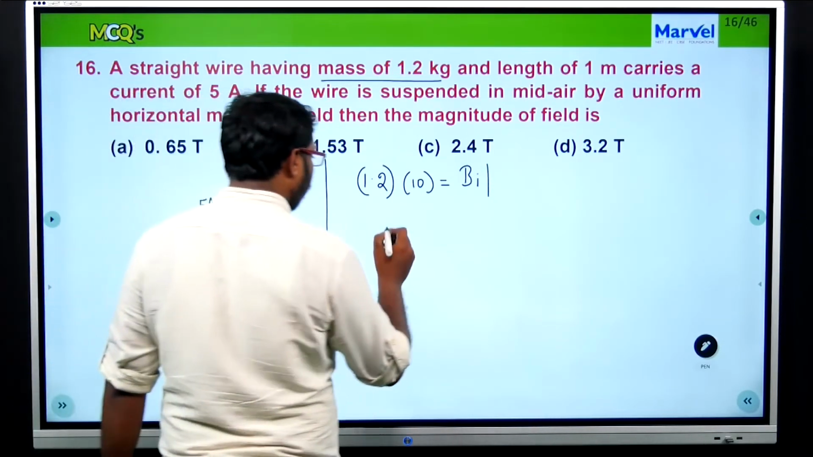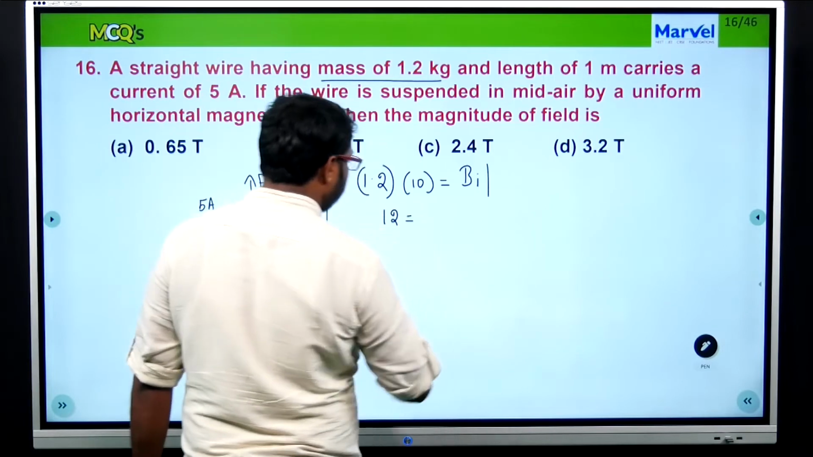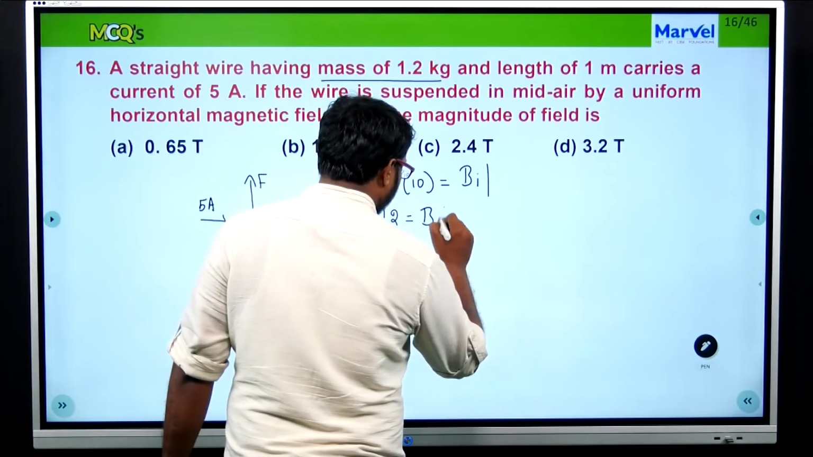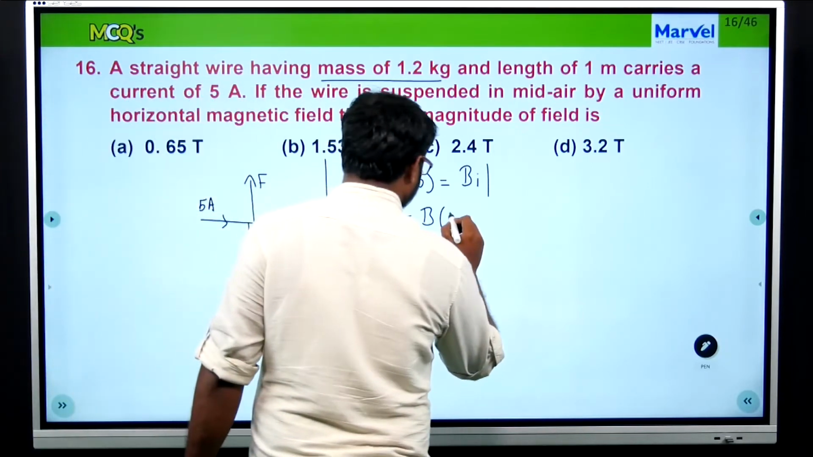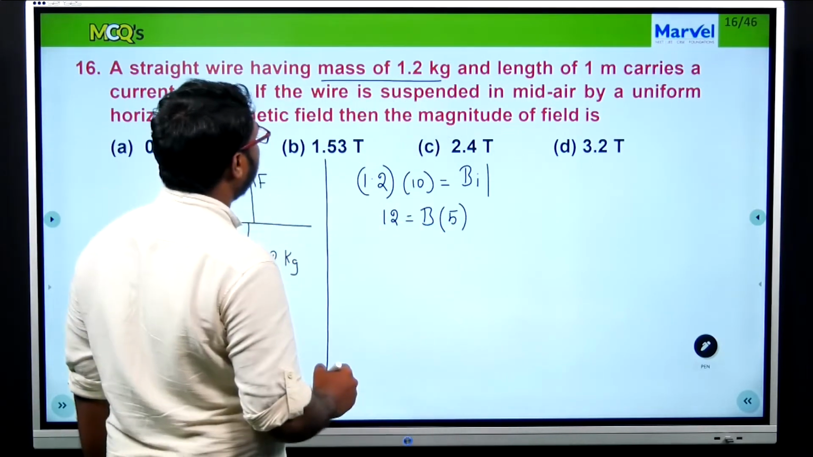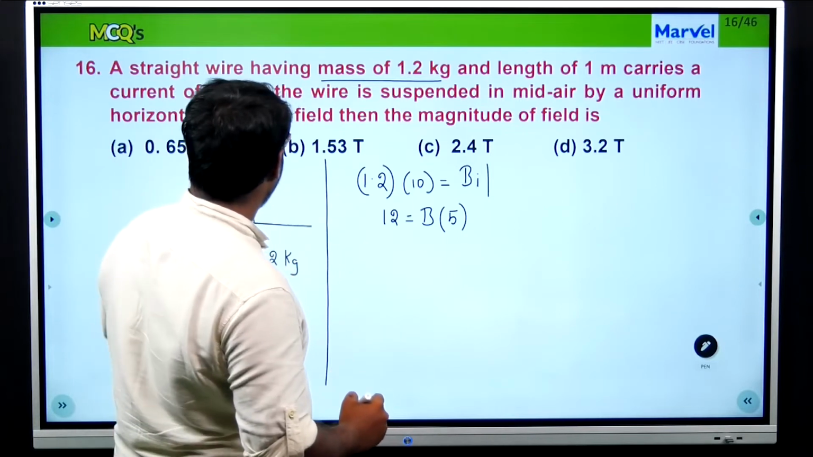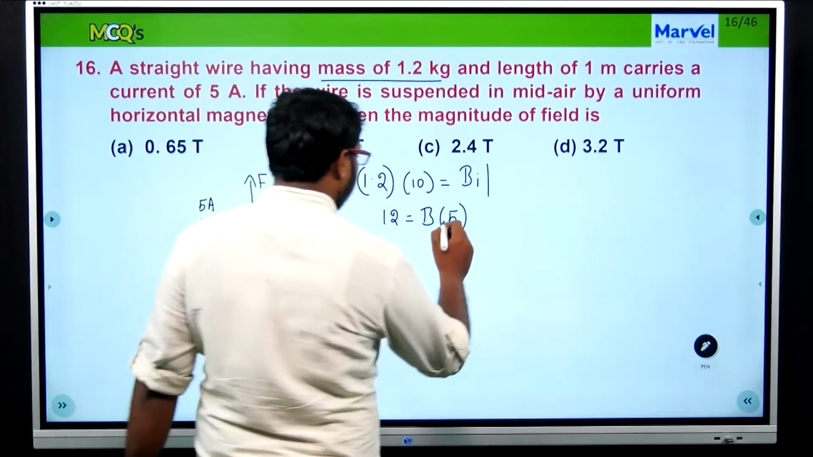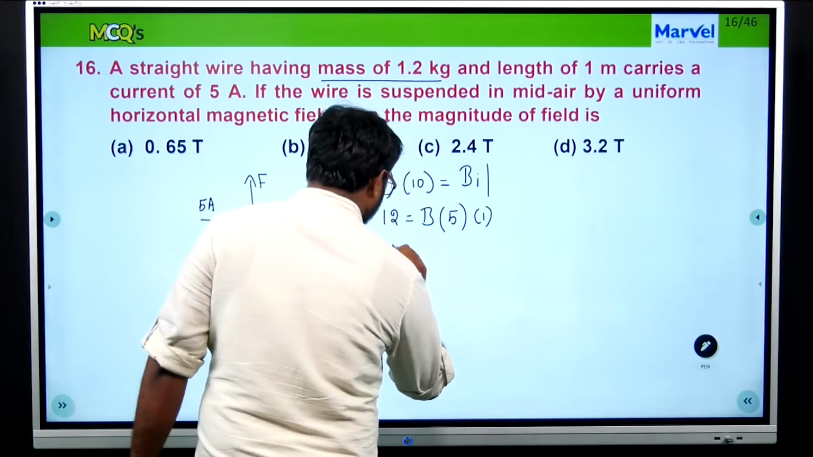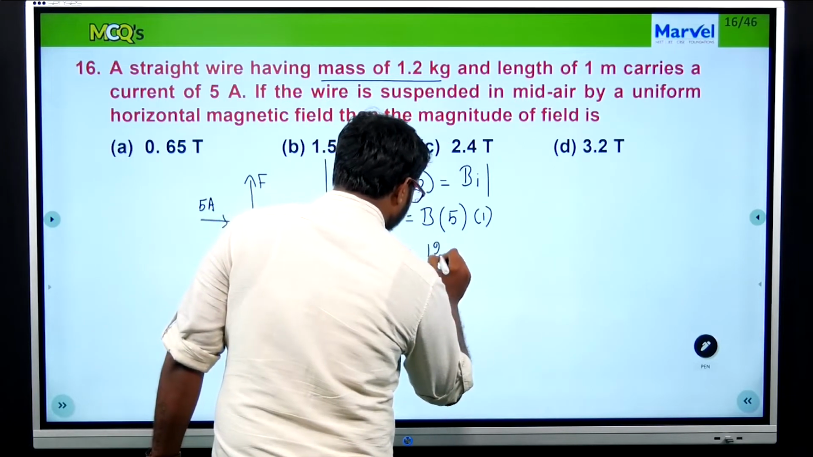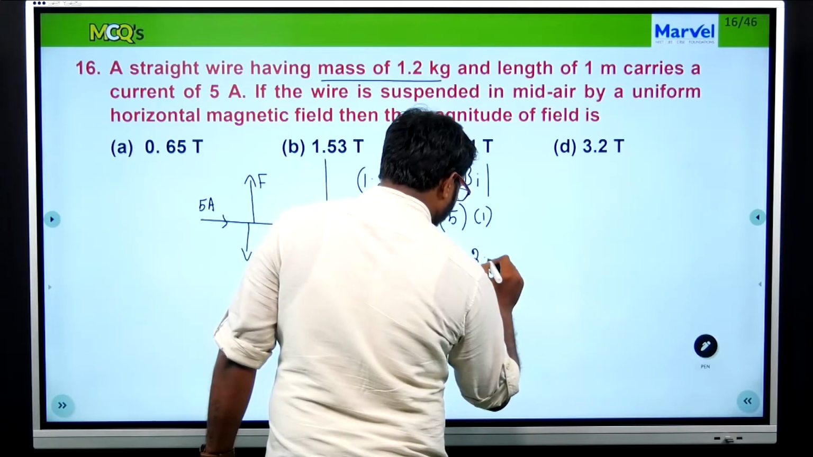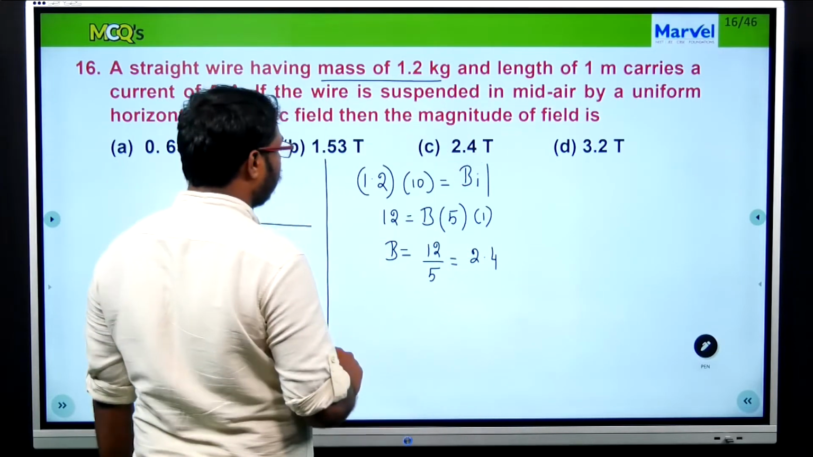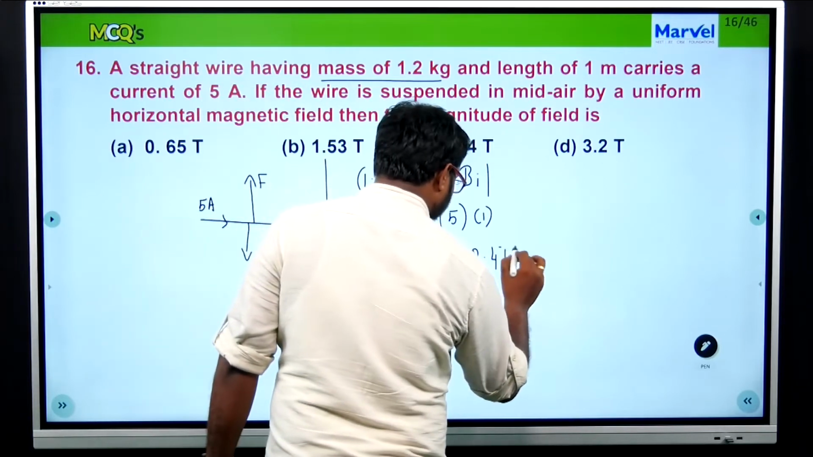So 1.2 into 10, 12, is equal to B into, what is I? 5 amperes. And what is length? The length of the wire is 1 meter. Okay. So B is equal to 12 divided by 5, which is equal to 2.4 Tesla it is. See?